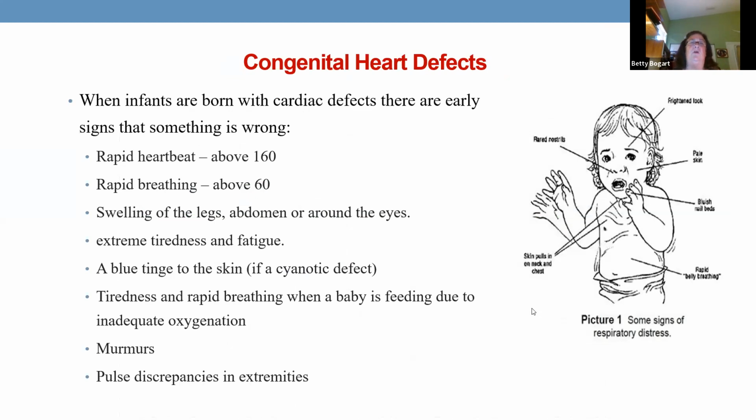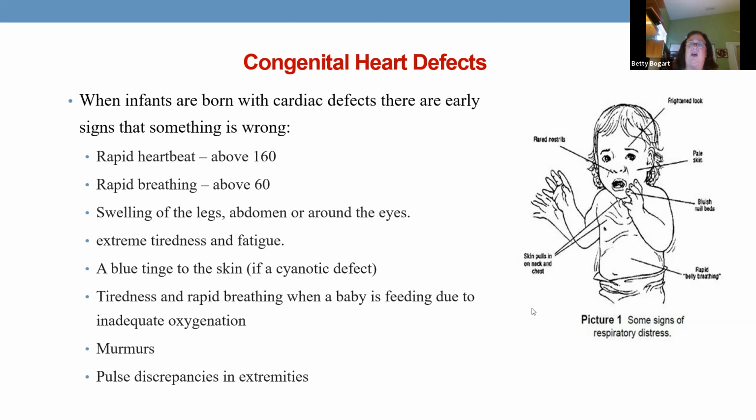Now, how do you know a kid has a congenital heart defect? Well, I just told you about pulses. That is that coarctation, and one of the things that we do check for. But if you see heart rate up, rapid breathing, swelling, even blueness, you are going to say something's going on here. We're also going to see the child tiring out easily.